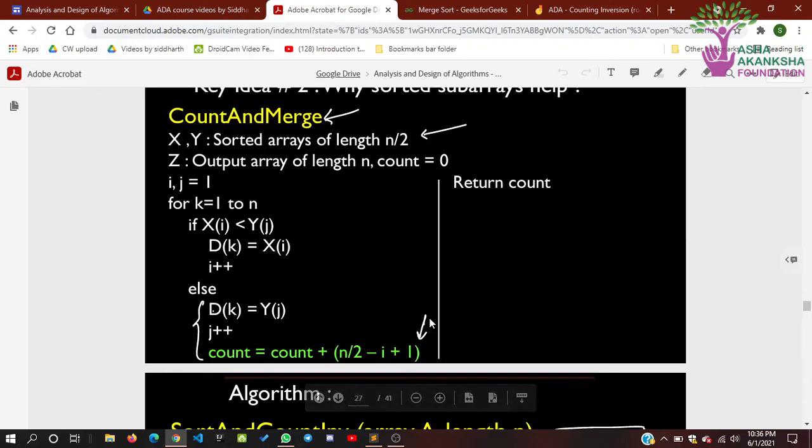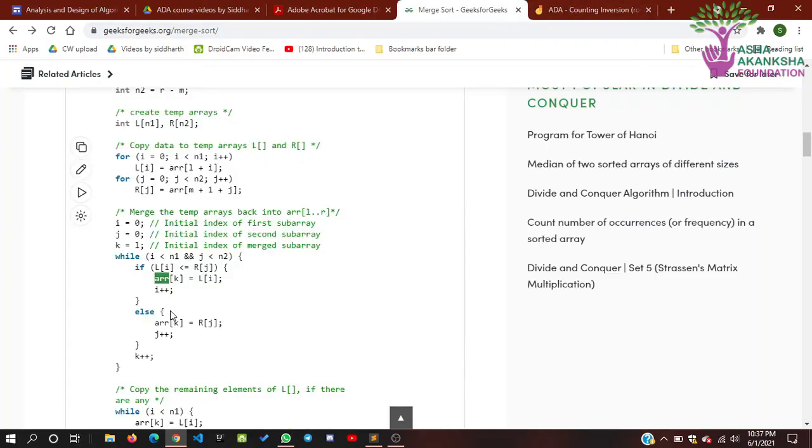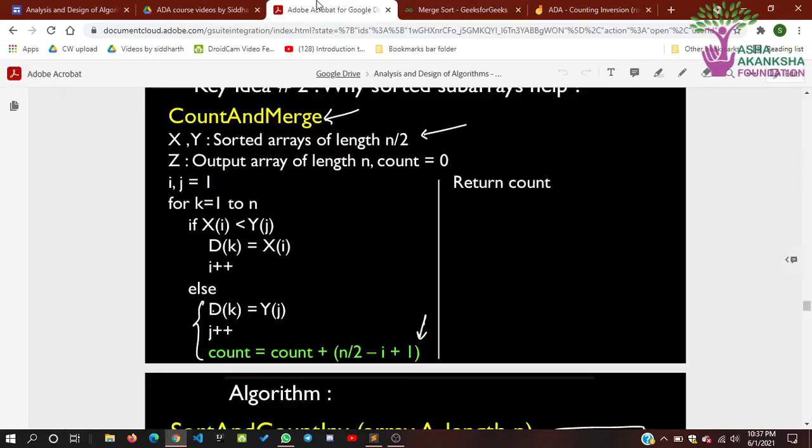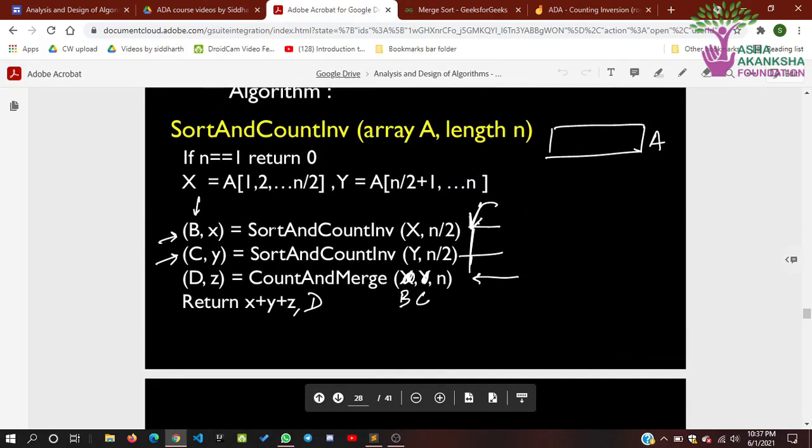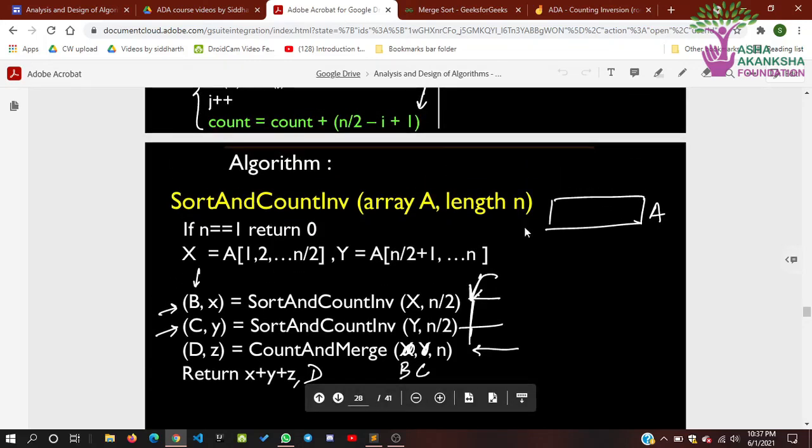Now all of this remains the same. You just have to add a counter here. Count equals count plus n/2 minus i plus 1. And that is just adding a counter at this place. Add one single line there and you are done. How will the main recursion look? Remember, this is just the merge sort algorithm and there is nothing more to it. We just take the array and the size of the array. We do all of this the same. I explained it already.